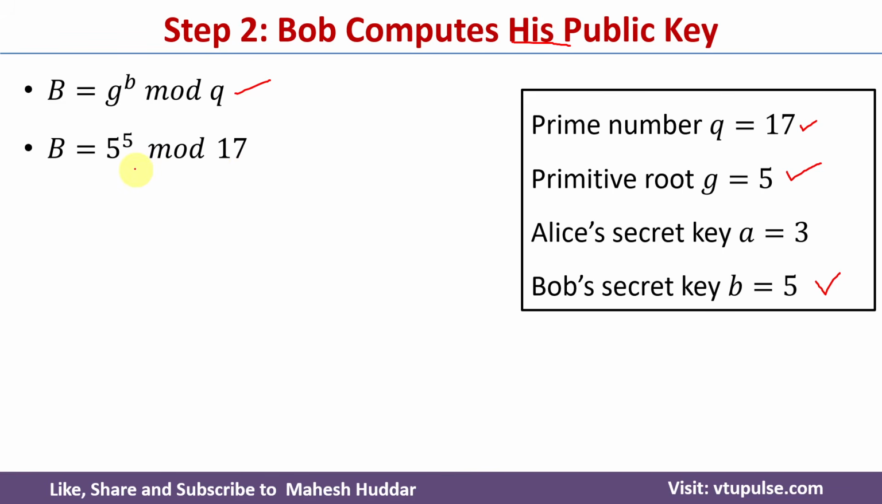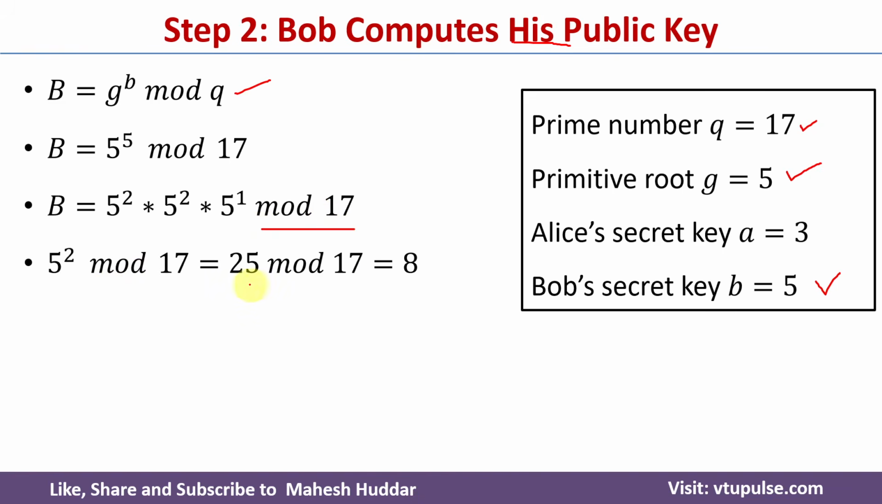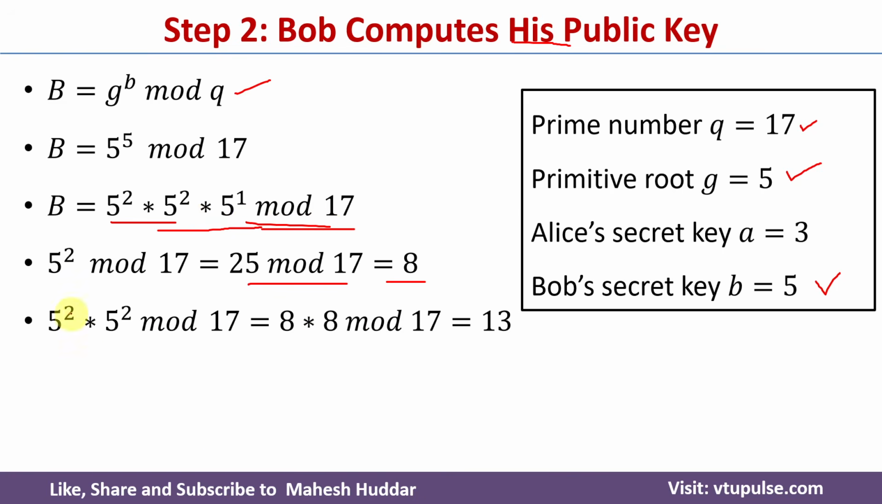And this 5 raised to 5 can be split into 5 raised to 2 into 5 raised to 2 into 5 raised to 1. So first we will calculate 5 raised to 2 mod 17. So 5 raised to 2 is nothing but 25 mod 17, which is equal to 8. Next we will calculate 5 raised to 2 multiplied with 5 raised to 2 mod 17. Here we know the 5 raised to 2 value, that is 8. 8 into 8 mod 17. So 8 into 8 is 64. So 64 mod 17 is equal to 13 because 17 threes are 51, the remaining is 13.